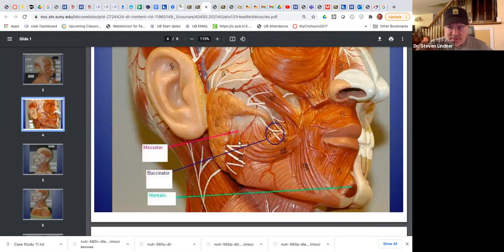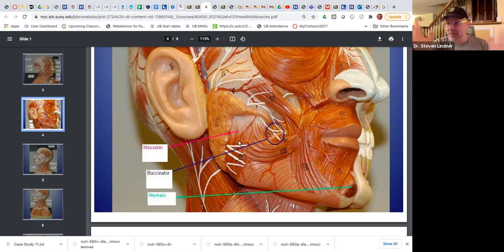P-T-E-R-Y-G-O-I-D, pterygoid. The pterygoids, if you remember back to osteology, when we took the skull, and the skull was turned upside down, and you could see the foramen magnum. Near the hard palate, there were these 2 processes called the medial pterygoid process and the lateral pterygoid process.